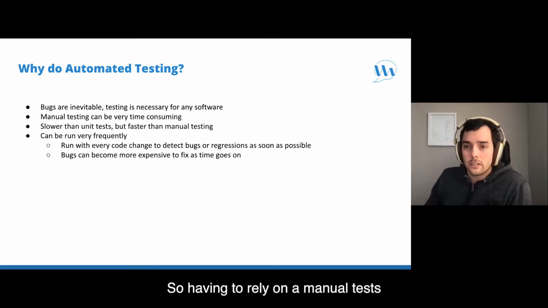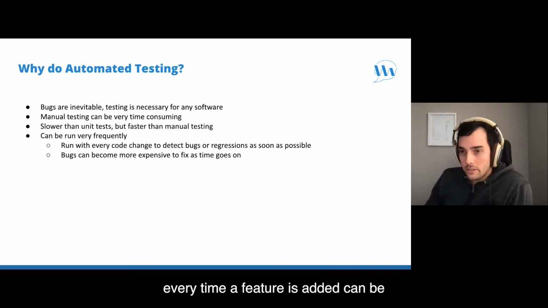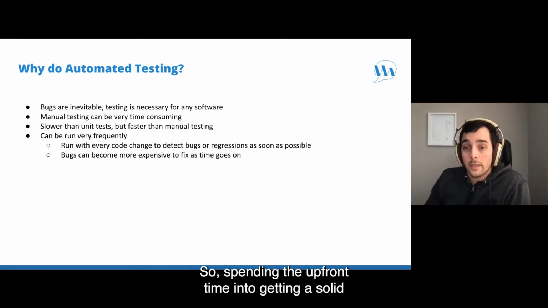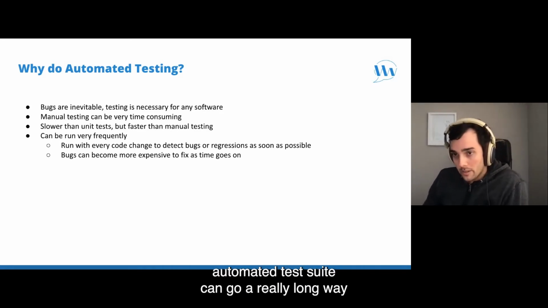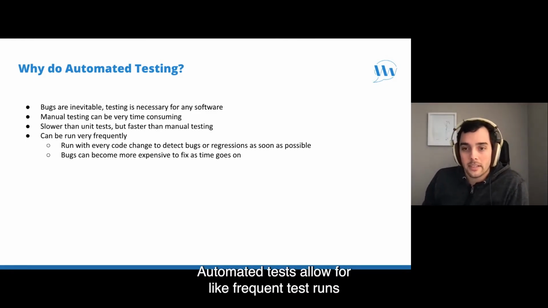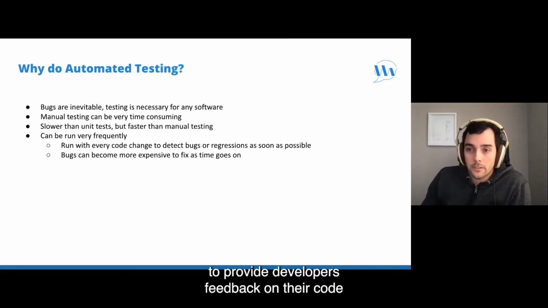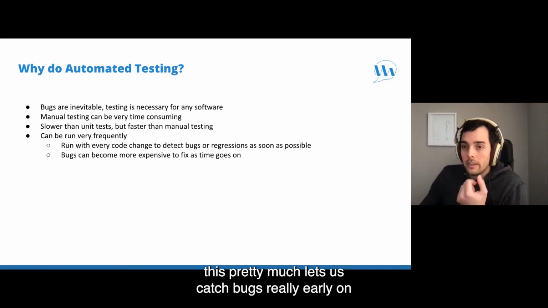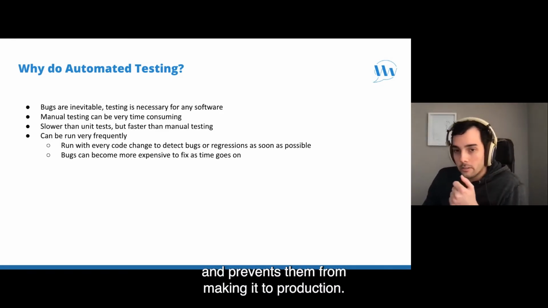So having to rely on manual tests every time a feature is added can be time consuming and expensive. Spending the upfront time getting a solid automated test suite can go a really long way in terms of speeding up and even shoring up your development cycle. Automated tests allow for frequent test runs to provide developers feedback on their code before it goes into production. And by being able to run tests so easily and so quickly, this lets us catch bugs really early on and prevents them from making it into production.